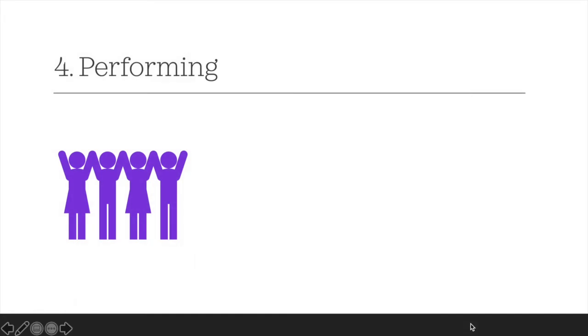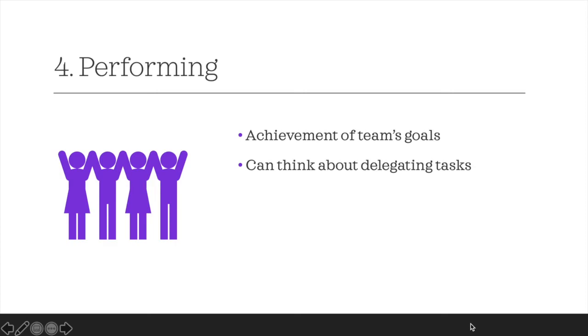The fourth stage is the performing stage. This is when the group has achieved their goals. At this point is when the leader can start thinking about delegating tasks, and it feels easy to be part of the team.